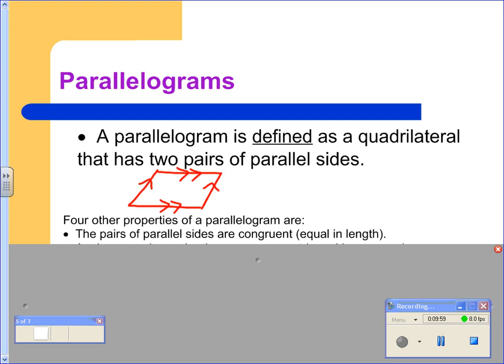The pairs of parallel sides are congruent. So if this side is 10, this side over here is going to be 10. If this side is 100, that side is going to be 100. They equal the same thing. Does that make sense? So these are parallel and congruent, and these are parallel and congruent.